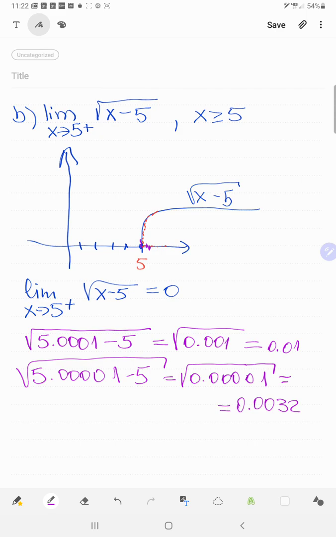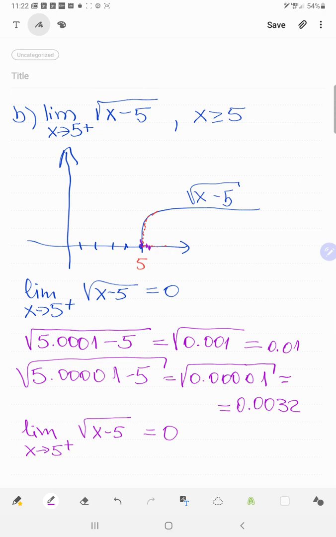So based on those two results, we can also conclude that the limit as x approaches 5 from the positive side gets closer to 0. So this is our limit.